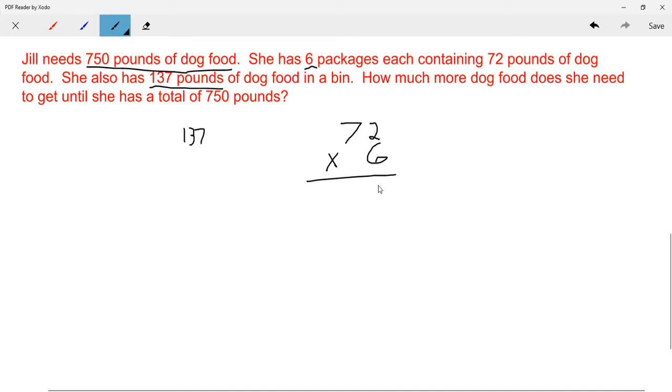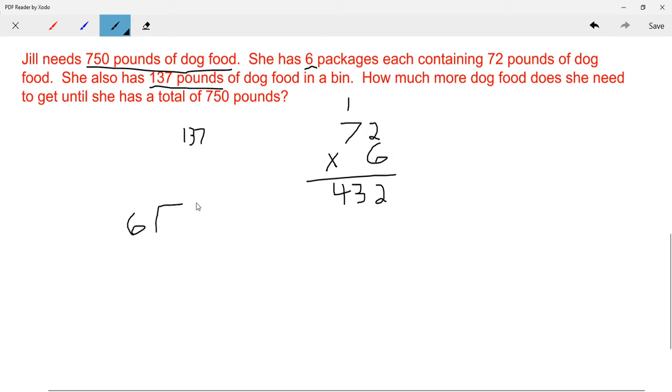6 times 2 is 12. Carry the 1. 6 times 7 is 42. Plus 1 is 43. So this is 432. We can also use the area model.